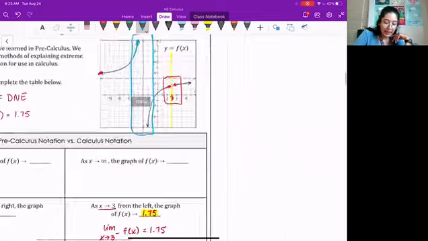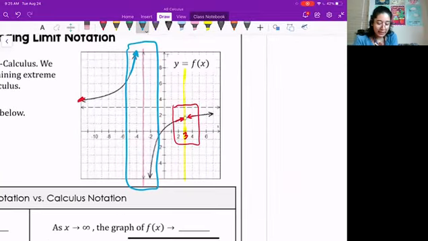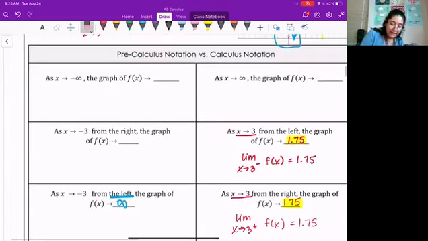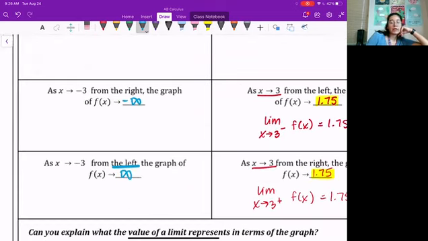Okay, if I'm coming from the right, I'm looking at -3, and I'm going to move my eyes a little bit to the right. My function is approaching -3. I'm getting so close, and it looks like my y values are going down, down, down forever and ever. So here I can say that f of x is approaching -infinity. Cool. So let's write some limit notation here. For that top one, the limit as x approaches -3 from the right, from the positive side, plus sign.